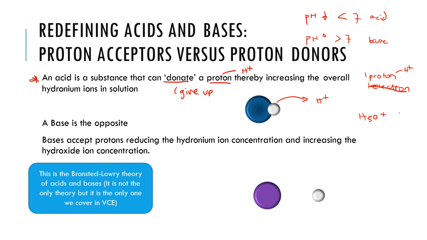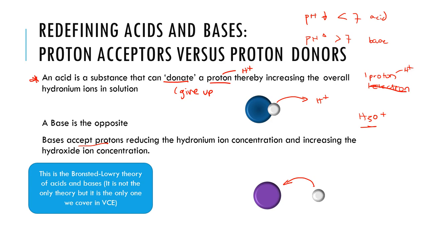A base is the opposite. So we define a base as any substance that will accept a proton, so the proton coming in, which reduces the hydronium ion concentration, because if you think that extra proton has got to come off a hydronium, when it does, it reforms water and it decreases the hydronium ion concentration, therefore increasing the hydroxide ion concentration, or the relative concentration of these.